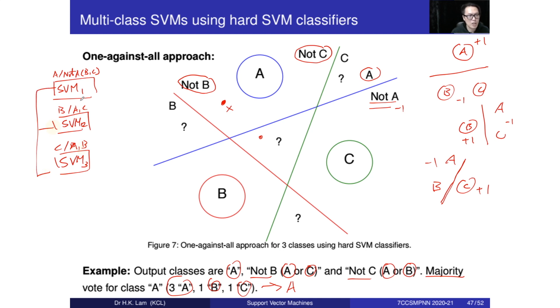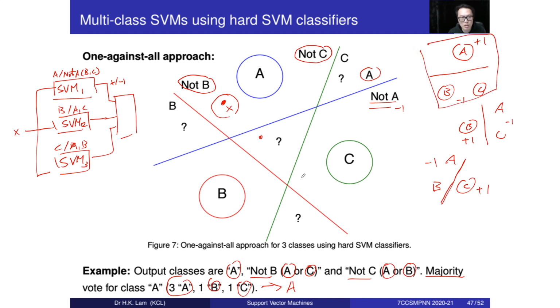After we trained these 3 SVMs, we put a new sample into these 3 SVMs, for example, this one, and collect the outputs. Each output will give you +1 or -1 according to the information of each case. Apply majority voting right here, which will give you whether this is A, B, or C.